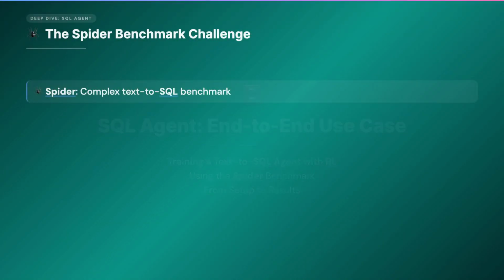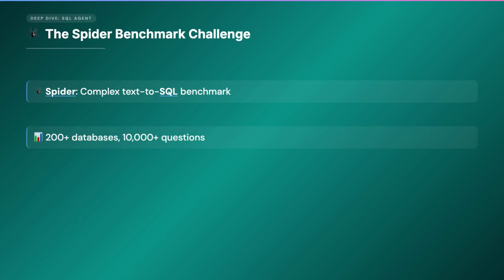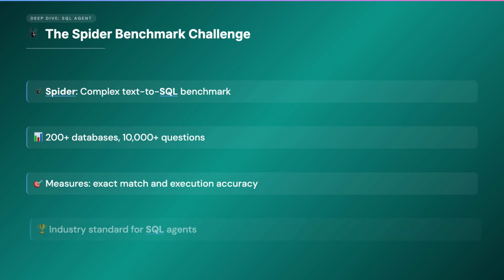The Spider benchmark is the industry standard for evaluating text-to-SQL systems. It contains over 200 databases across various domains and more than 10,000 natural language questions. Evaluation uses both exact match accuracy, checking if the SQL query matches the gold standard, and execution accuracy, checking if the query produces the correct results. It is a challenging benchmark that tests an agent's ability to understand complex schemas and generate correct SQL.